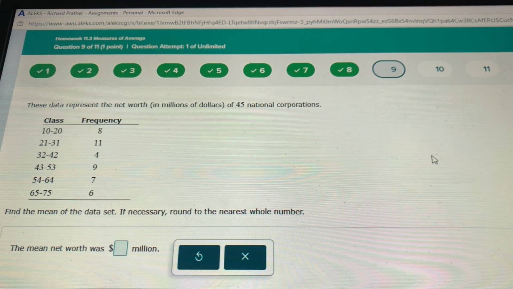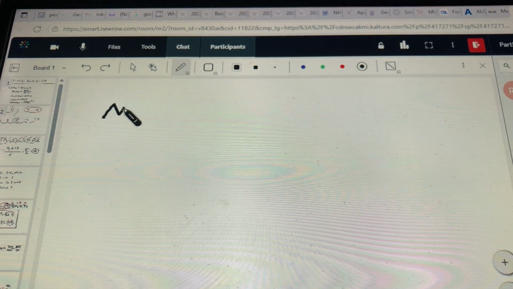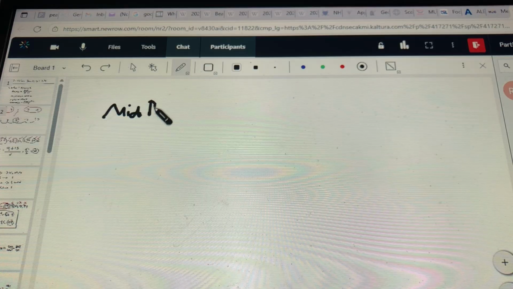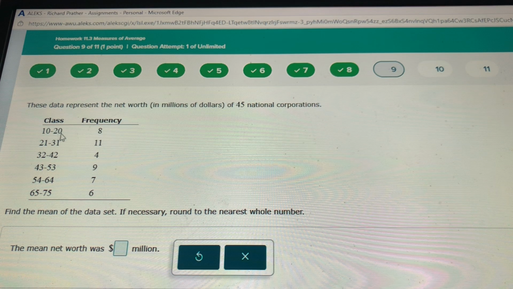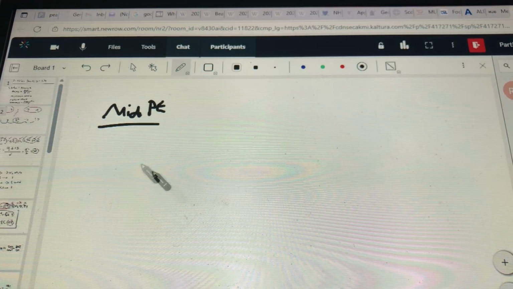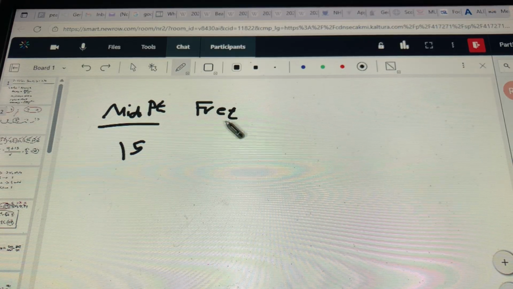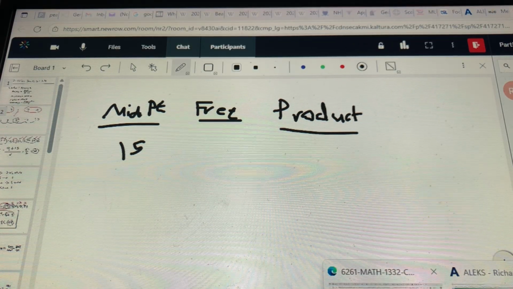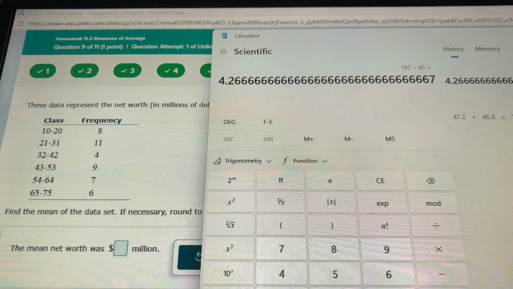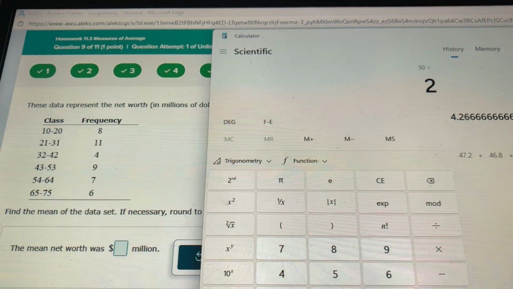Okay, same kind of problem here, and at least this one's maybe a little easier to get the midpoints. The first one's very easy to do. Halfway between 10 and 20 is 15. So if you can't do that in your head, halfway between 10 and 20, it's 10 plus 20 divided by 2, and that's 15.